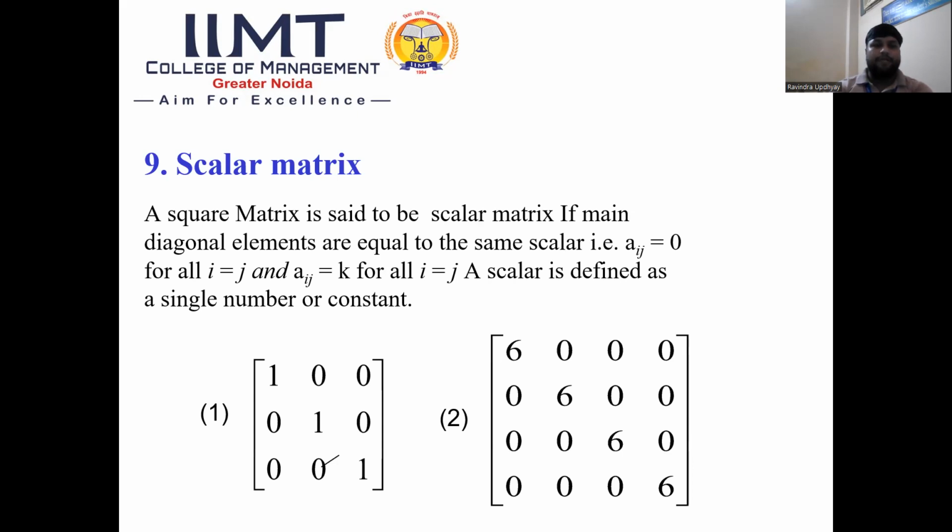Scalar matrix. Next is the scalar matrix. A square matrix is said to be a scalar matrix if the main diagonal elements are equal to the same scalar, that is, Aij equals 0 for all i not equal to j, and Aij equals k for all i equals j. A scalar is defined as a single number or constant. We can understand this by an example. That means in a scalar matrix, all the diagonal elements are the same, and the rest are zero. In example one, all diagonal elements are one. This may be called an identity matrix of 3 by 3. In example two, this is a scalar matrix as it has 6, 6, 6 on the main diagonal and the rest are all zero.